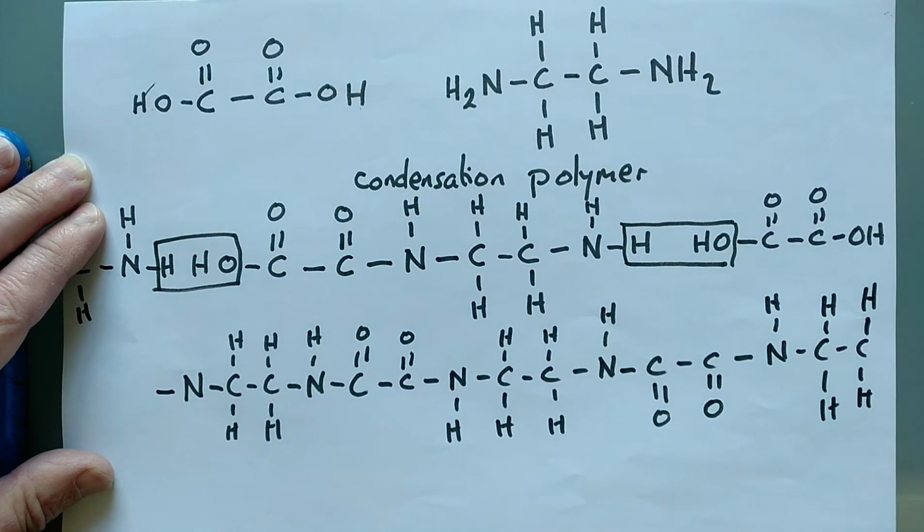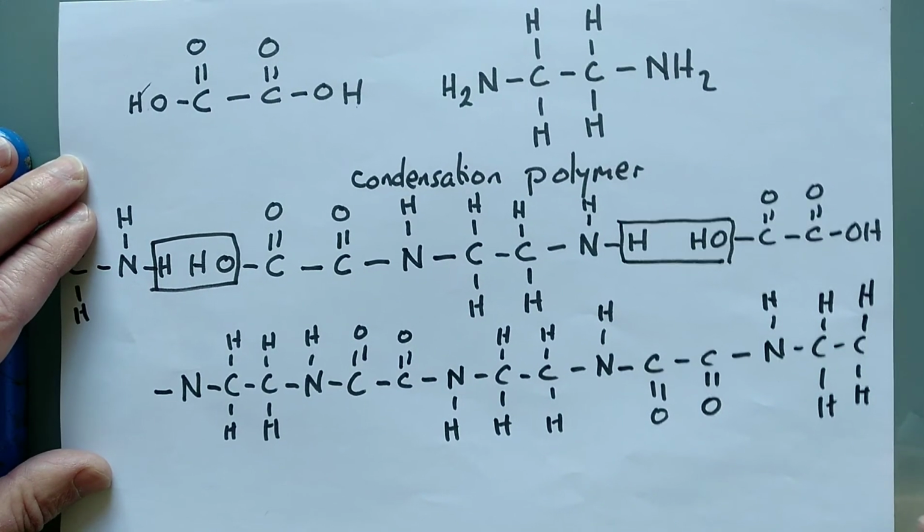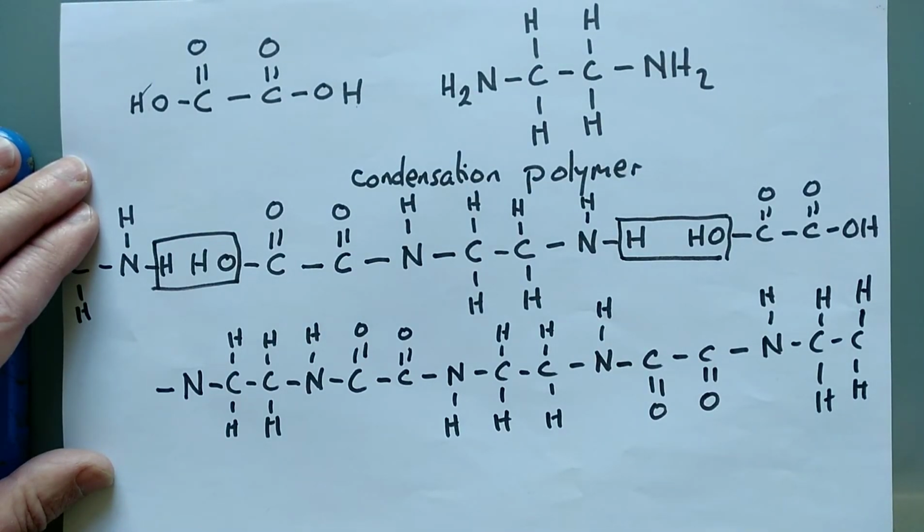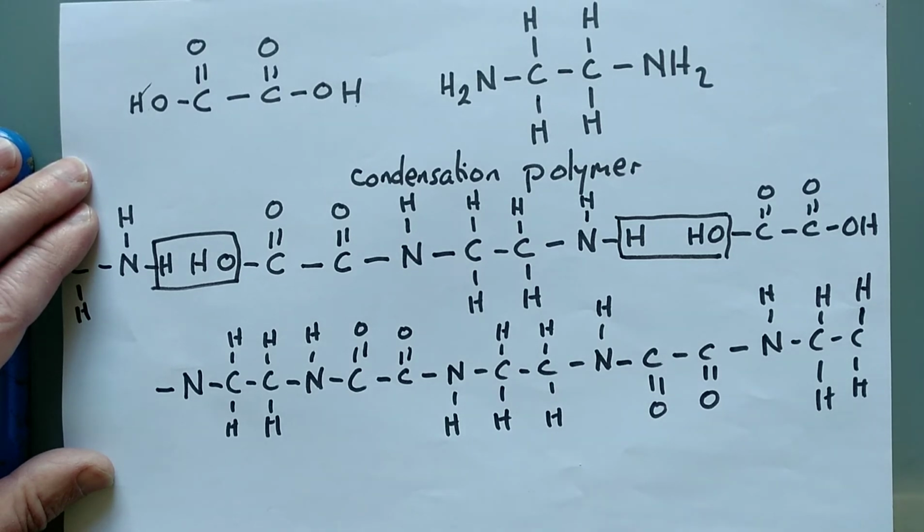The question you would be asked for this is, you could be asked to look at these two and say, what would be the repeating unit? Well, the repeating unit must start from one end of a molecule, go through that molecule, go through the other molecule, and then finish before you get to the next full molecule.